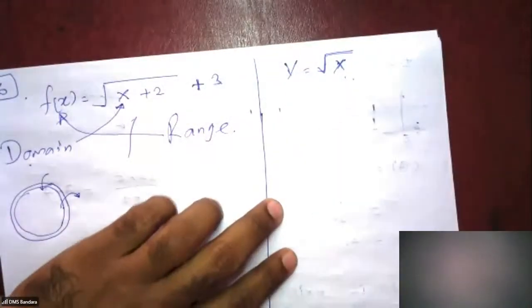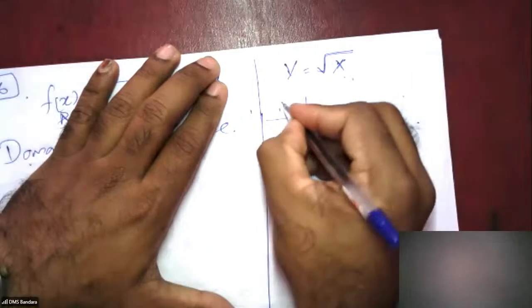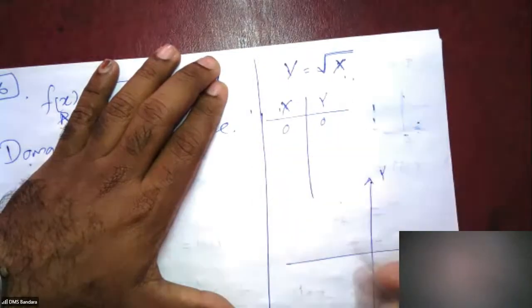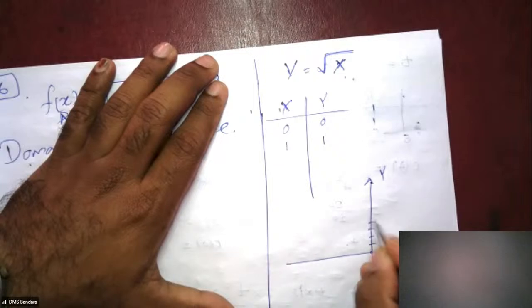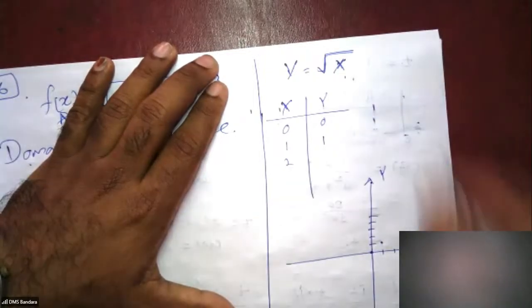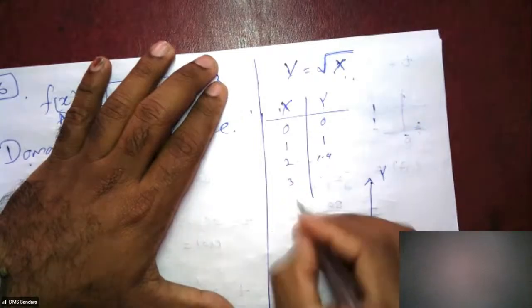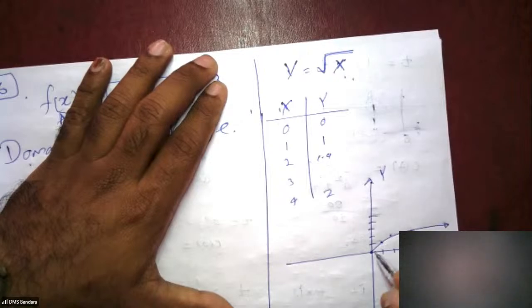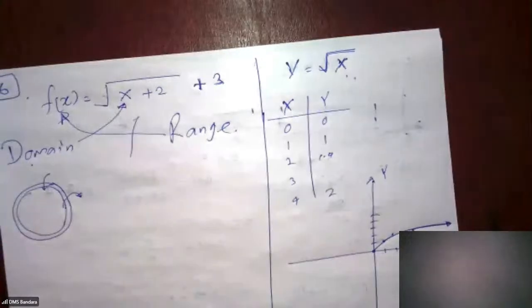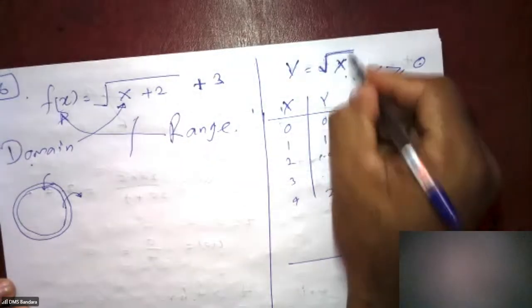When you consider the square root x function, we can find the values. The function is like this: x, y. When x equals 0, y is 0, on the positive side. When x becomes 1, y is 1. When x equals square root 2, y is 1.4 something. When x equals 4, y is 2. The function looks like this. Square root is on the plus side because x should be greater than or equal to 0. The thing inside the square root should be positive.